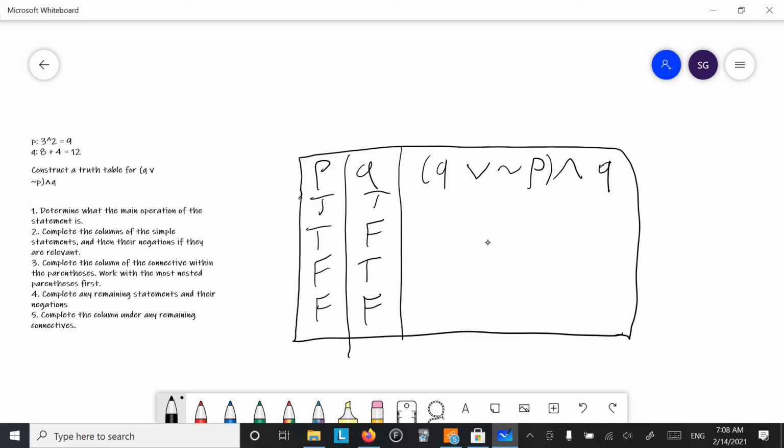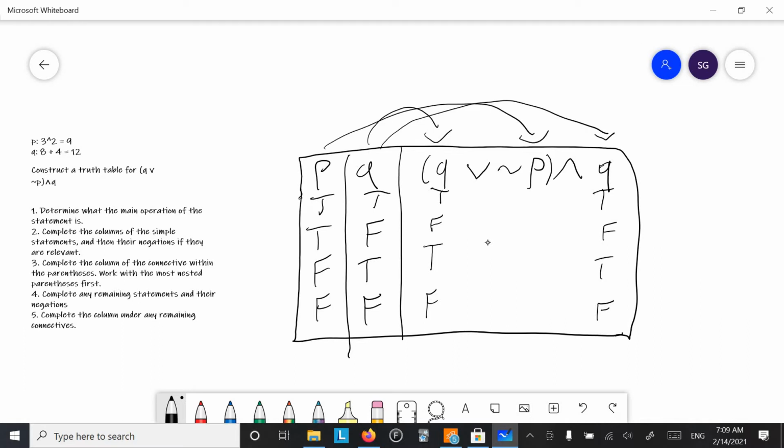Okay, so how do we do this? So we take Q right here, and you see that Q is just Q, no negation here. So we write T, F, T, F. And then we see Q here, T, F, T, F. But then we see the negation of P. So whatever P is in the simple statements, it is its opposite.